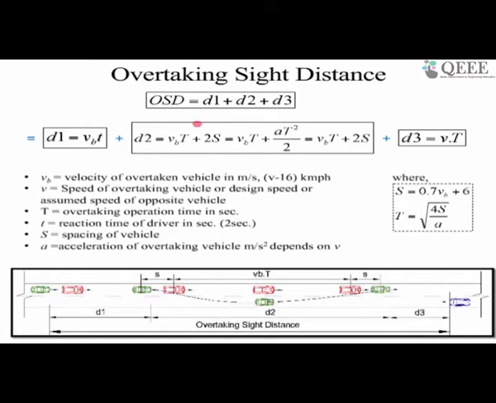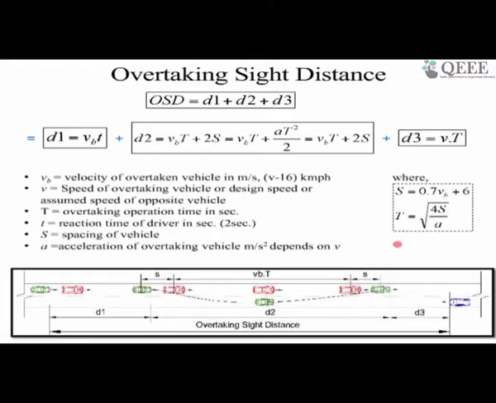The D2 part is the overall overtaking process. Before overtaking, it was maintaining a certain safe distance, spacing between the vehicles, and after the overtaking process is complete, again it is going to maintain that space. So it is 2 times S, which comes from that space. And then it also needs to accelerate and come back. So this distance is calculated. There is an empirical formula for this: S is 0.7 times VB plus 6. This is the empirical formula to find out the spacing.